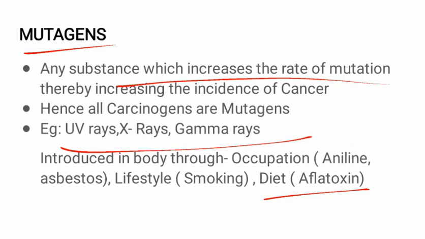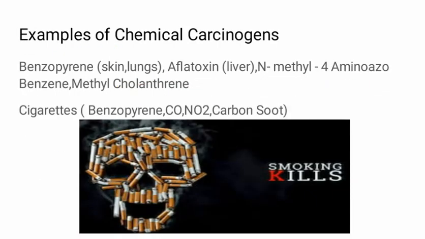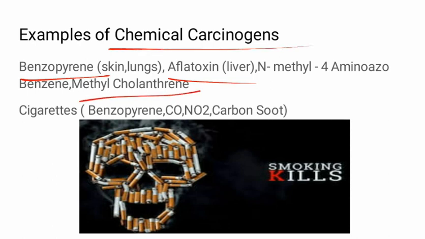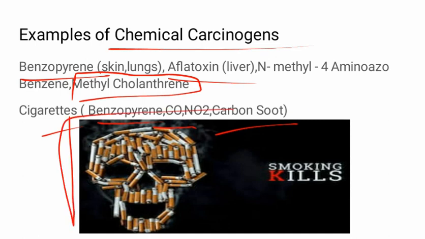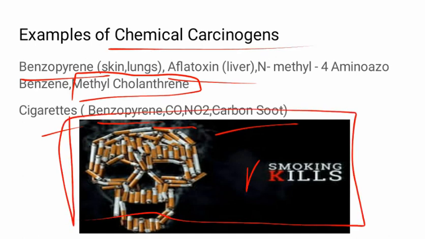Some examples of mutagens are UV rays, X-rays and gamma rays. Next we will see some examples of chemical carcinogens. Benzopyrene affects the skin and lungs. Aflatoxin affects the liver. There are also N-methyl-4-aminoazobenzene and methylcholanthrene, which is a very powerful carcinogen. And of course cigarettes, which contain a combination of carcinogens like benzopyrene, carbon monoxide, nitrogen dioxide and carbon soot. We all are very familiar with this picture, right? And the slogan on it: smoking kills.